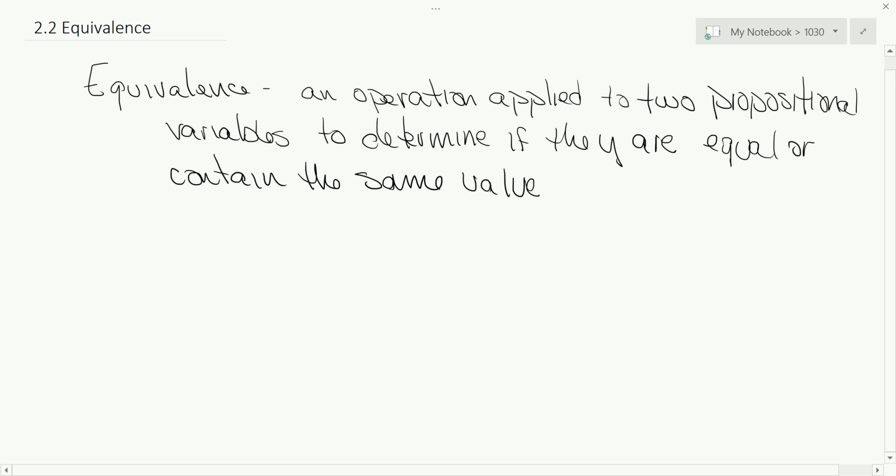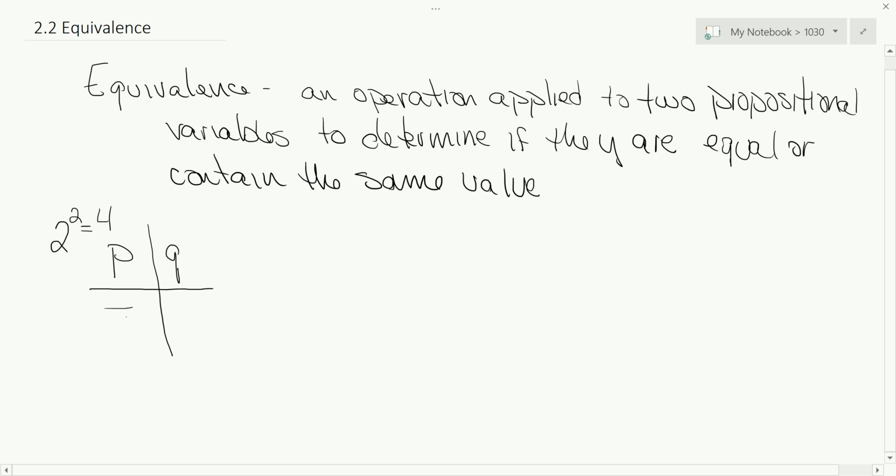So equivalence is an operation that we apply to propositional variables to determine if the value in those variables is the same or equal. So we're going to draw a truth table for two propositional variables. Let's call them P and Q. Because each one of the propositional variables can take on one of two values, and because I have two of them, that means that there are four possible combinations that these two propositional variables can take on.